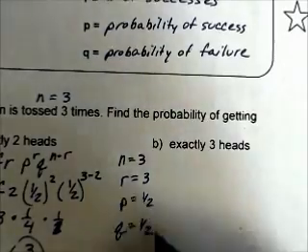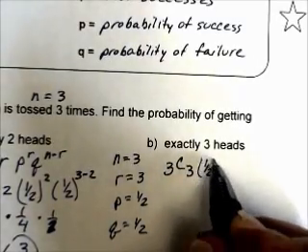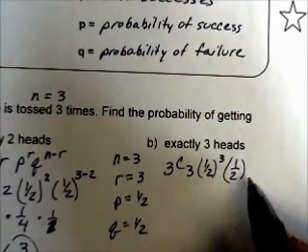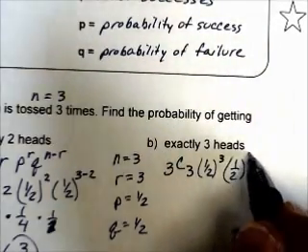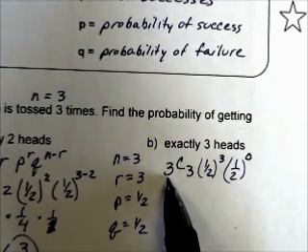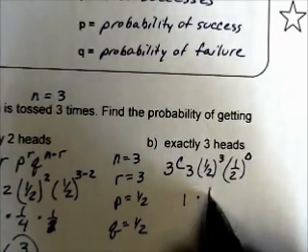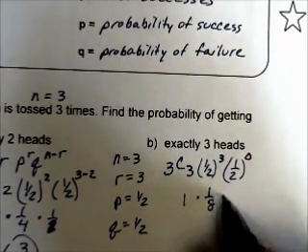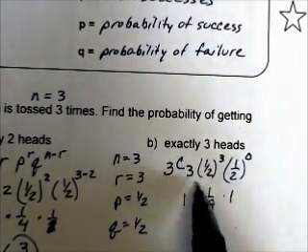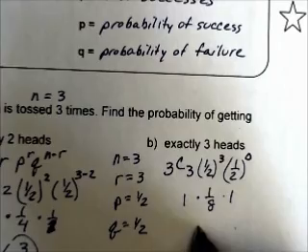n choose r, so 3 choose 3, lowercase p is 1/2 raised to the r power, which is 3, and q, which is 1/2 raised to the 3 minus 3, or 0. Your exponents here are always going to add up to your n value, right? 3 choose 3, I know is 1. 1/2 cubed is 1/8, and 1/2 raised to the 0 is 1. Again, you don't have to work this out by hand. You can just key this all into the calculator, but as I said, it takes me longer to key it into the calculator than it is to work it out by hand. So this is equivalent to 1/8.